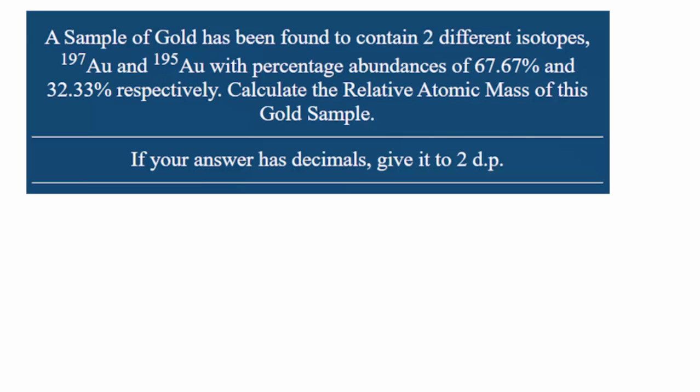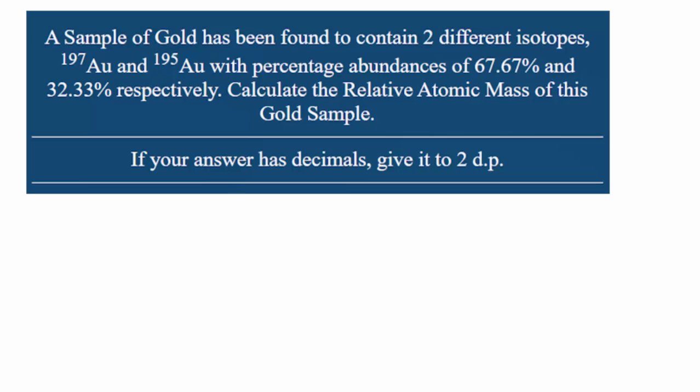Okay, in this particular question, we've been asked to work out the relative atomic mass of this particular sample. In this case, it's a gold sample, and we've got two different isotopes of gold. And we've been asked to give our answer to two decimal places if it does have decimals at the end. So how are we going to work this out?